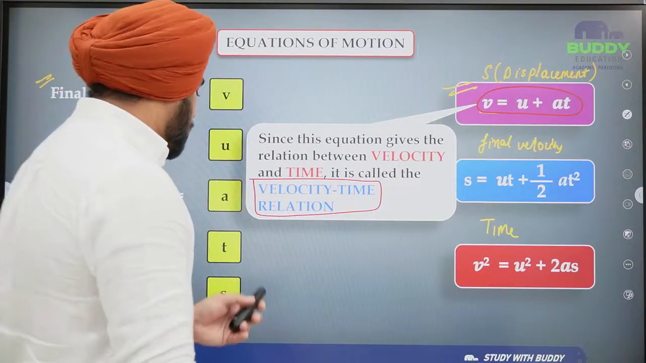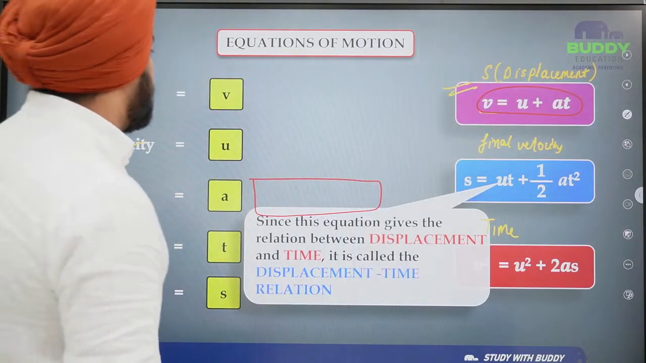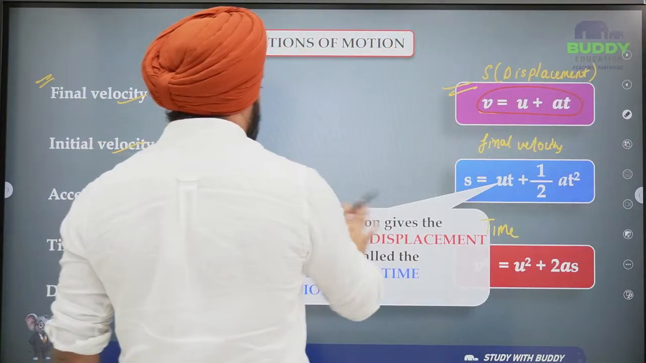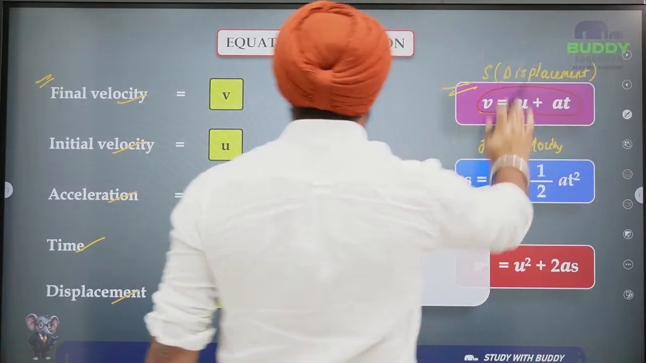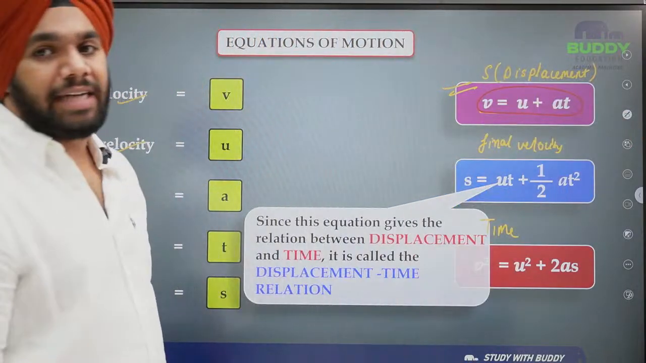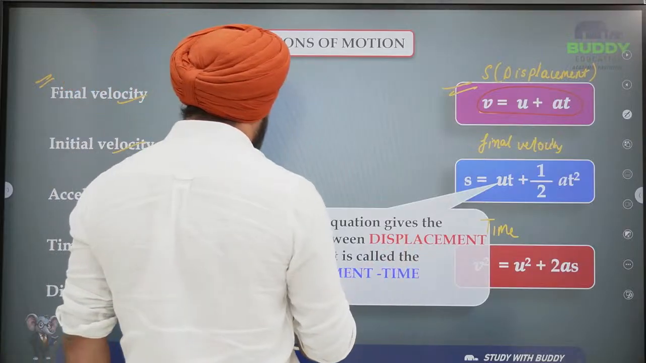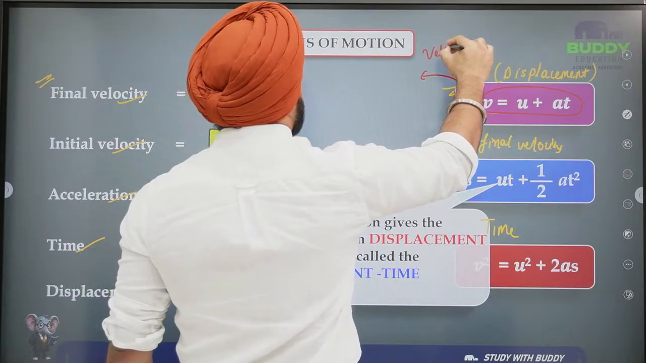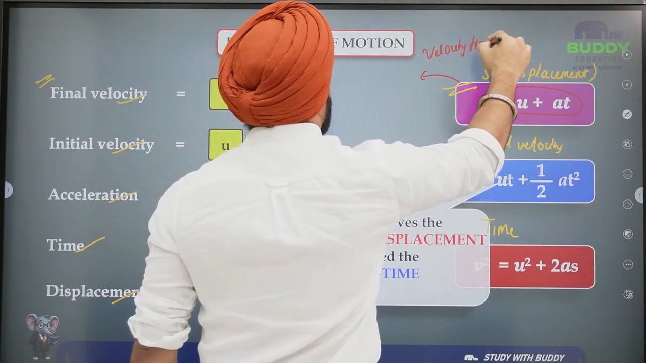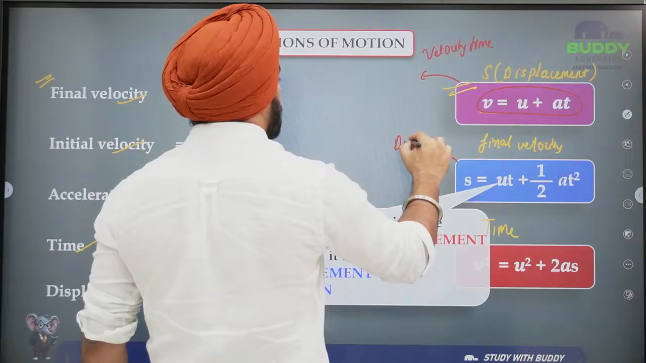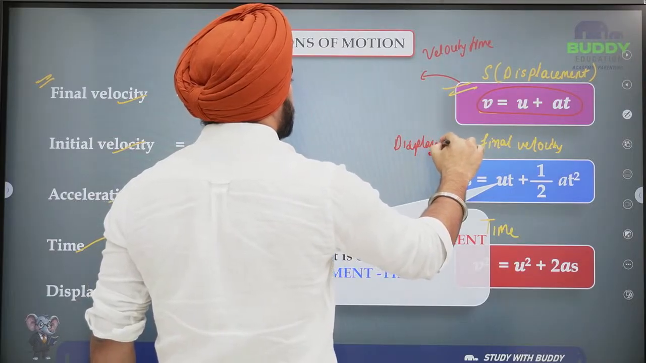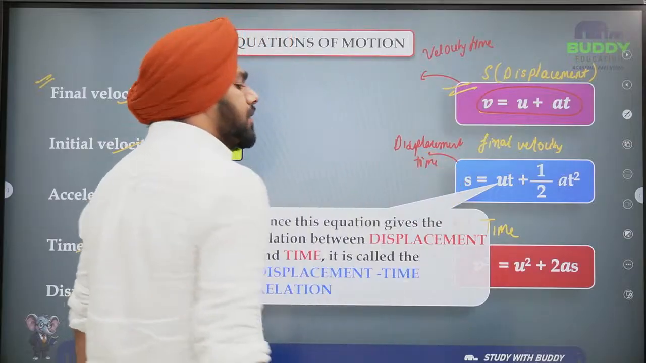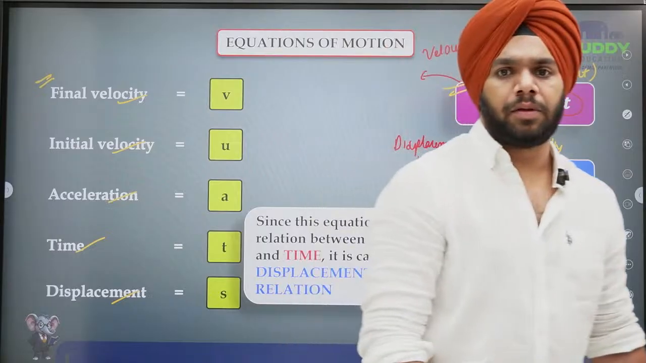Then the second equation of motion is s is equal to ut plus half at square. Now this gives you the exact information about the displacement and time. That is why we call it the displacement time relation. So the first one was the velocity time relation. The second one is the displacement time relation, because it relates displacement with time. Got my point?